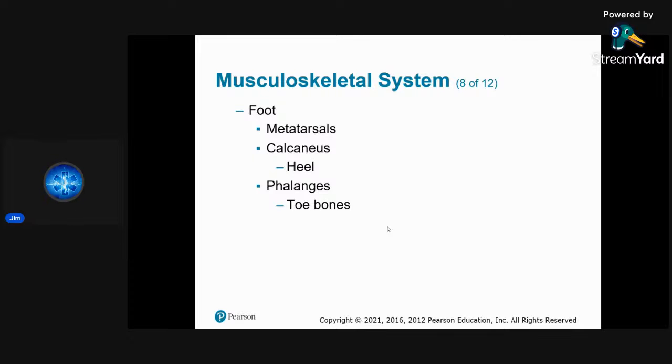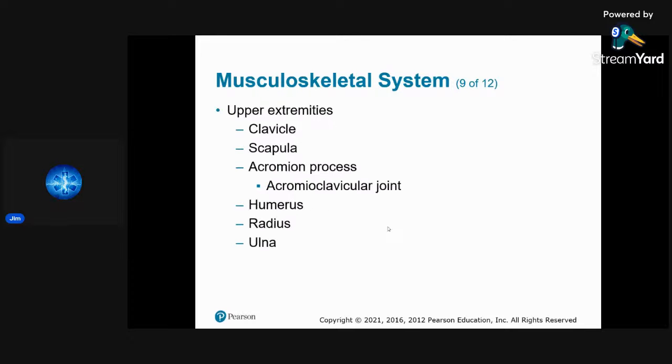Then we move down to the foot. We have metatarsals, your heel, and your phalanges, which would be your toes. Upper extremity, your clavicle. That's that bone that goes across the top of your chest. Remember, it can be fractured very easily, and when it does fracture, it's pretty painful for your patient. The scapula is your shoulder blade, your acromion process, and the acromioclavicular joint point is where the clavicle meets the scapula.